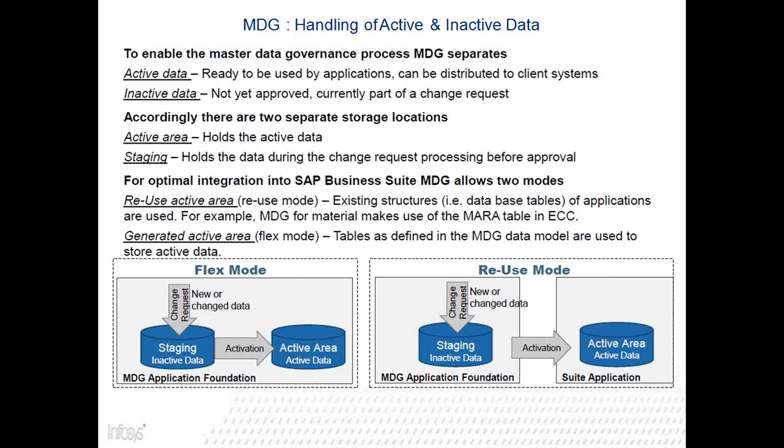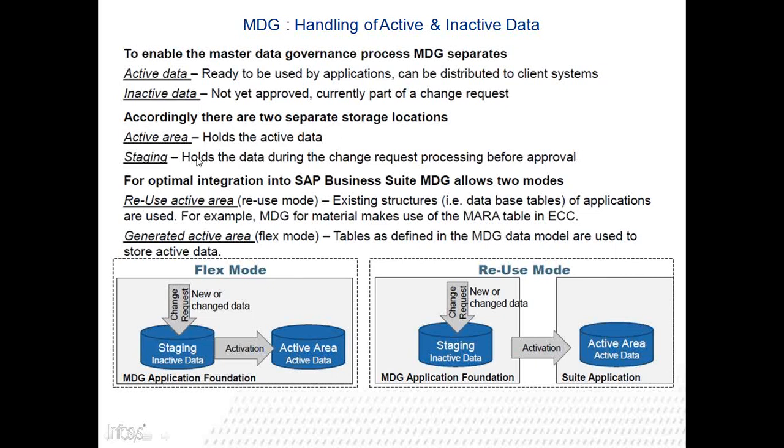Yeah, thank you. So accordingly, there are two separate storage locations: active area and staging area. Yesterday I also covered this part, but I want to clarify. The active area is the place where it stores the active data, and staging is the temporary place where it holds the inactive data, or in generated tables. Sometimes the active area is also in generated tables, right? It hosts the data during change request processing before approval.